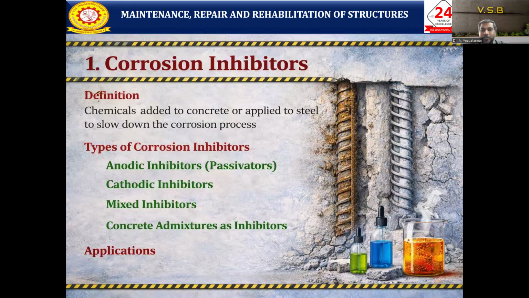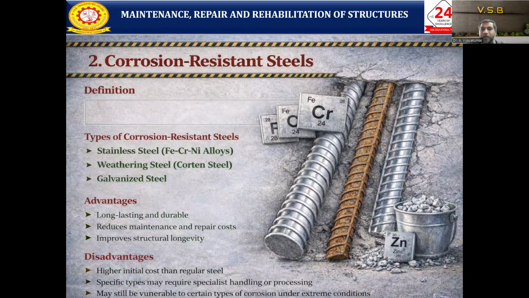Corrosion inhibitors are one of the prime methods. The chemical is added to the concrete, or we can apply it to the steel also, to slow down the corrosion process. We cannot stop it, but we can slow down the corrosion process. We have different types of corrosion inhibitors: anodic, cathodic and mixed inhibitors. Concrete admixture inhibitors are available to protect against corrosion.